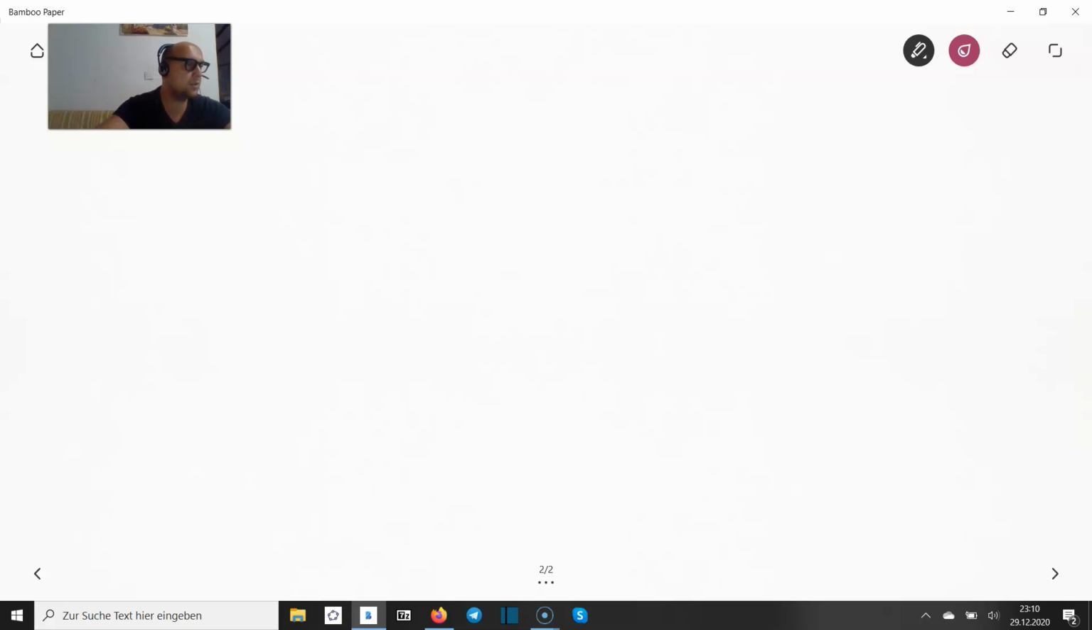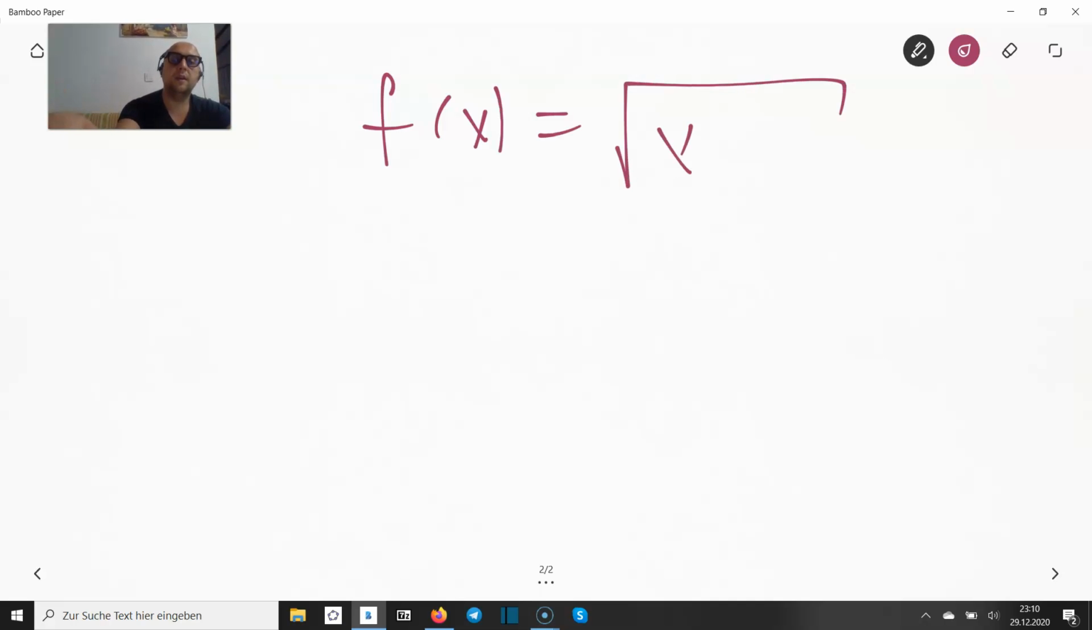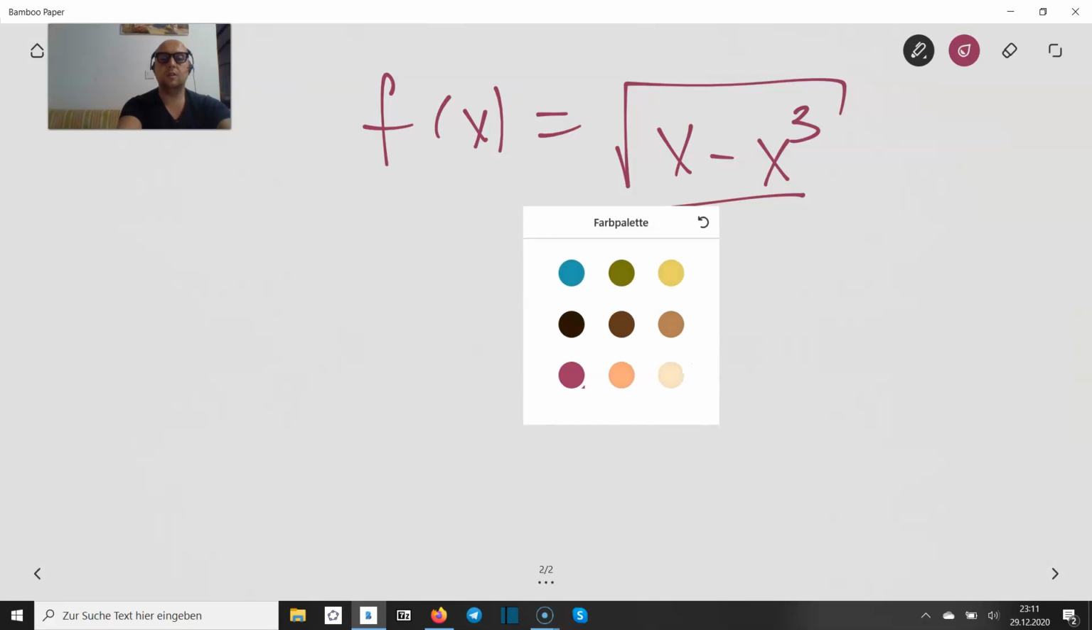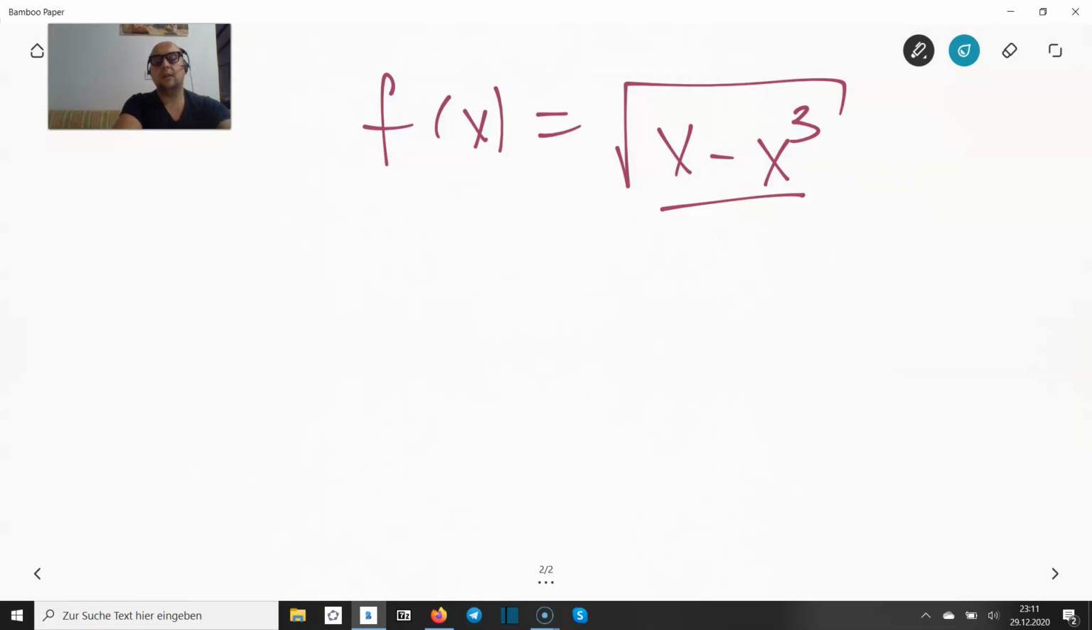What is case number two? This is the square root. So let's see, f of x is equal to, let's say, the square root of x minus x cubed. Well, this is a kind of chained function, so we would have a chain rule if we wanted to compute the derivative of this function, but we're only interested in the domain here. That's why I'm looking for which x values this radicand is bigger than or equal to 0.